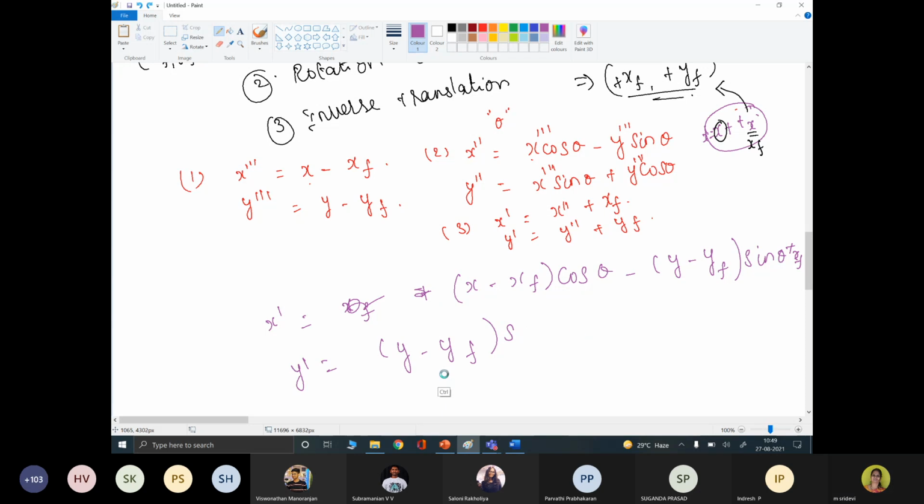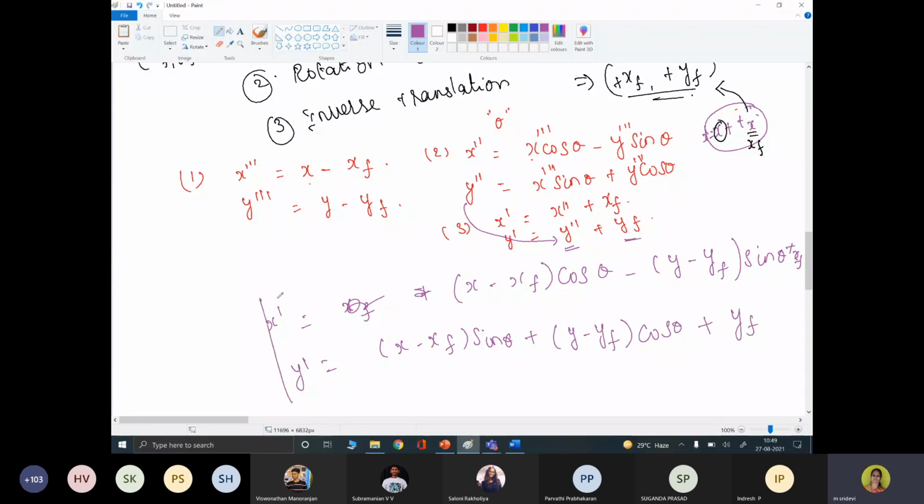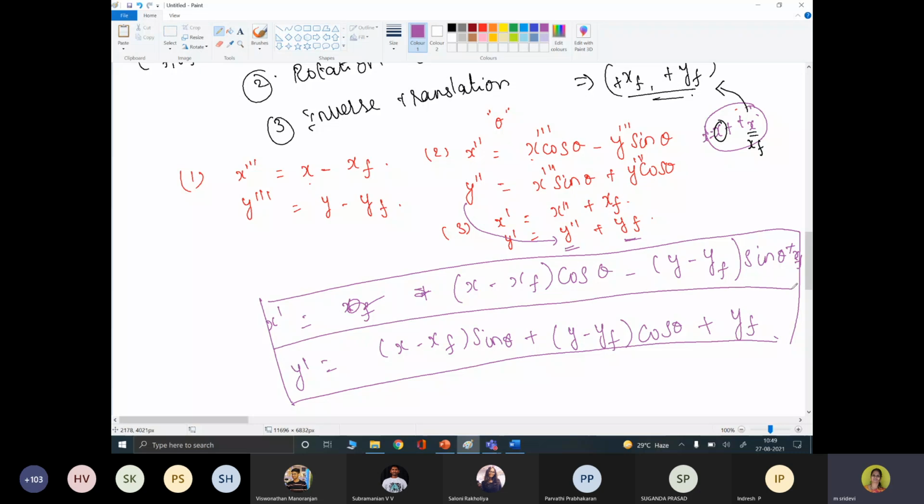So instead of this y dash, we are substituting this value. So this is x triple dash. x triple dash is x minus xf sin theta plus y minus yf cos theta plus this as such. So this is the final equation with respect to some arbitrary point or some pivot point or some fixed point.